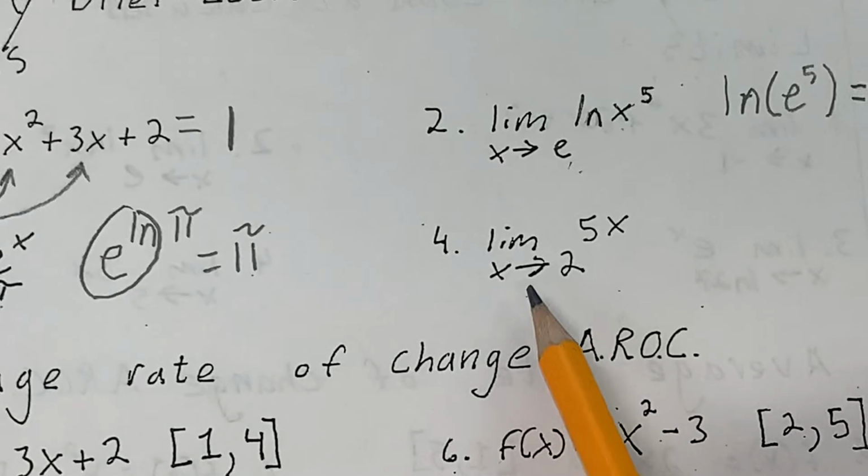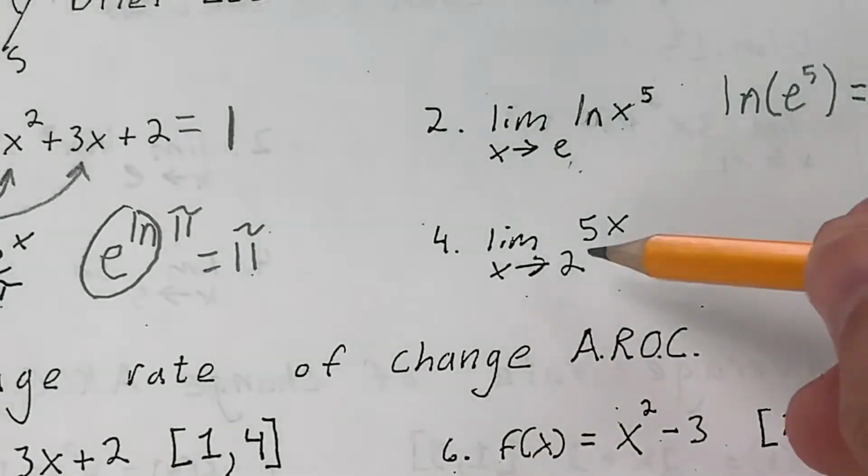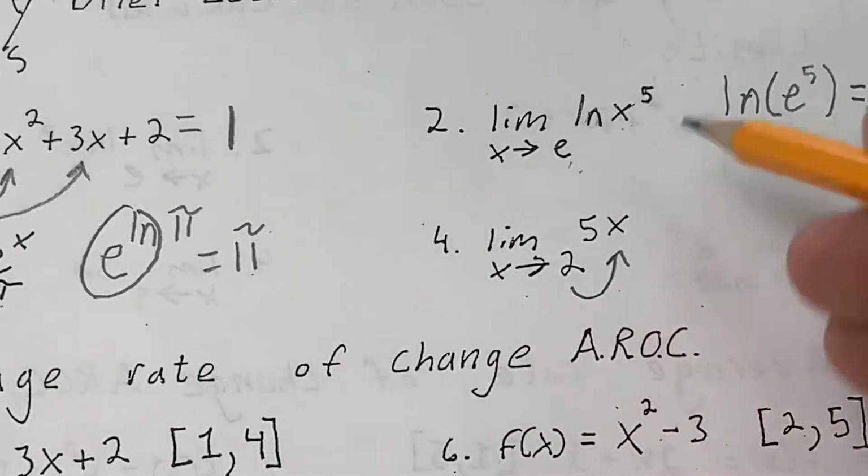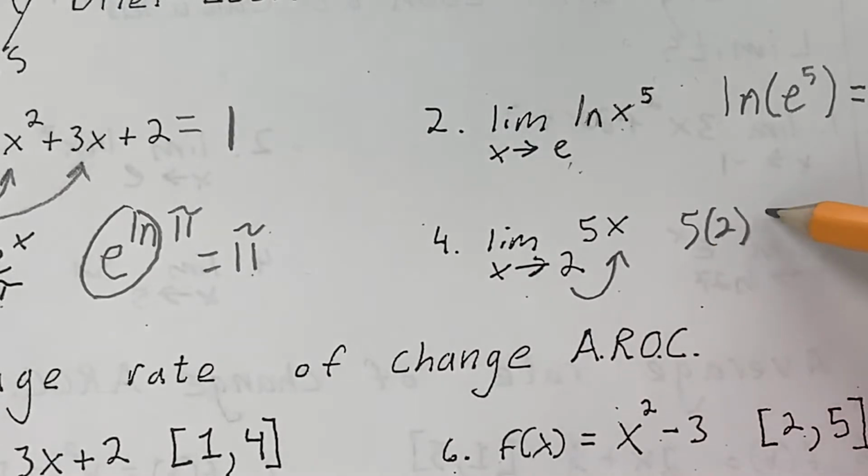Limit as x approaches 2 of 5x. So I'm going to take that 2 and plug it in for x. So that's going to give me 5 times 2. I'm not going to use the calculator on this one. That's going to give me 10.